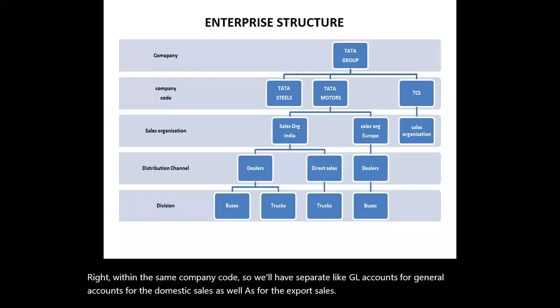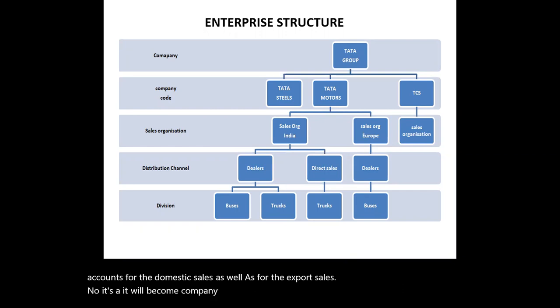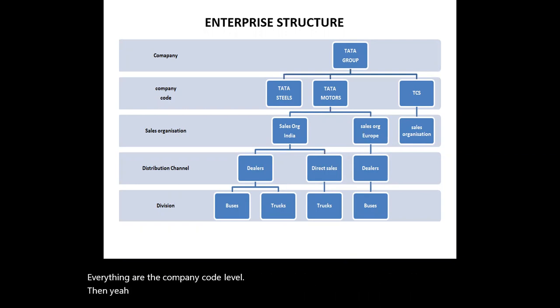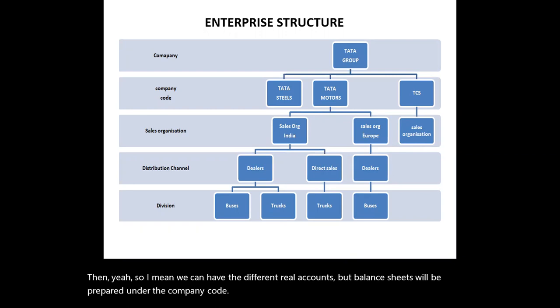Sudhakar, do we have a separate balance sheet even at the sales org level? No, it will always be at company code level. Balance sheets and profit and loss accounts, everything is at the company code level. If they want to see exactly what Europe's balance sheet or revenue is, we can have different GL accounts, but balance sheets will be prepared at the company code level.